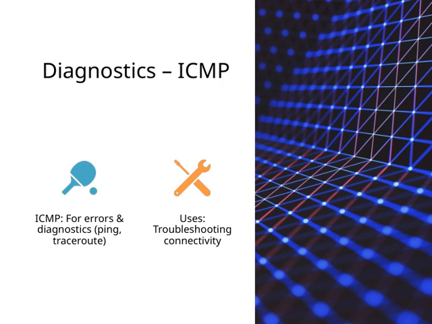Another important aspect of ICMP is its role in reporting errors. For example, if a router cannot deliver a packet to its destination, it can send back an ICMP message indicating what went wrong. This feedback is vital for diagnosing where the problem might be occurring along the path.